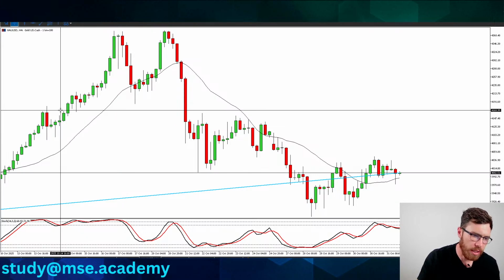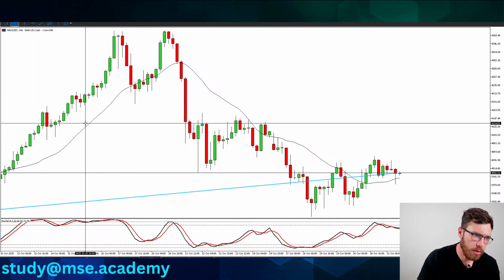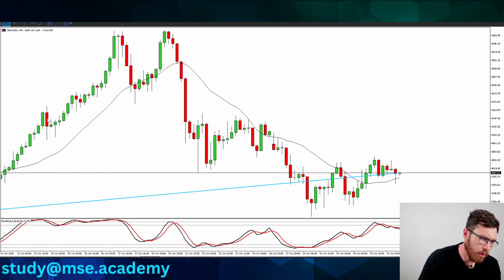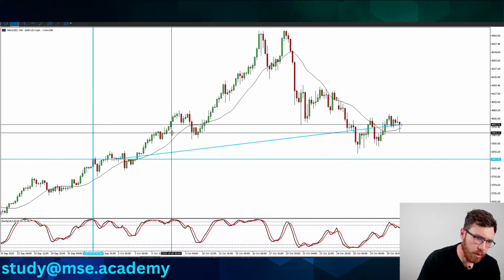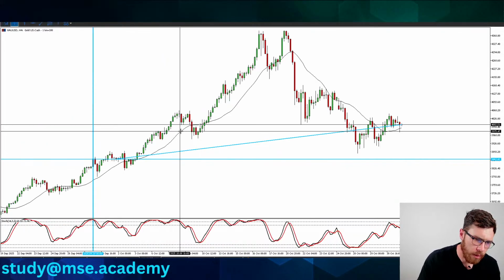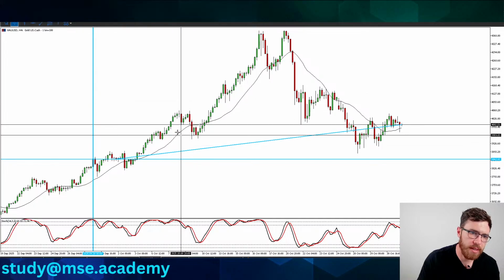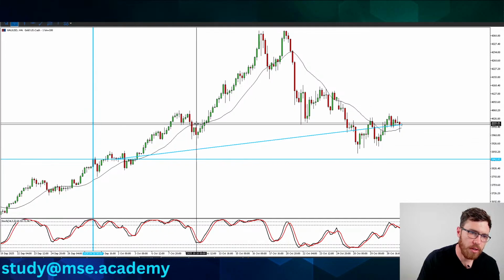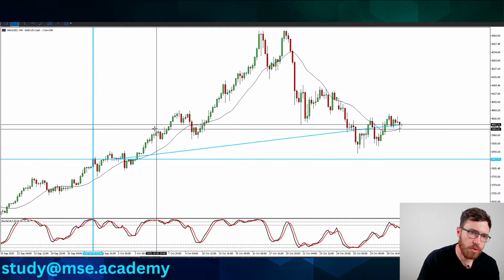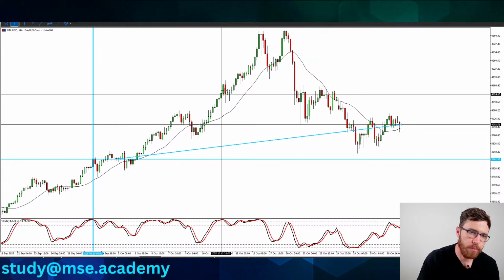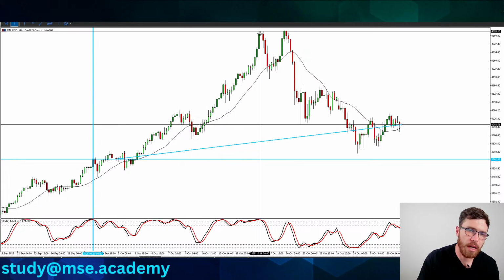So you can see over here, this was, no, the 10th was much further back. There we go. So this was around about the 10th. We had a very strong sell-off from the news with Trump, very strong sell-off followed by a very strong push to the upside.